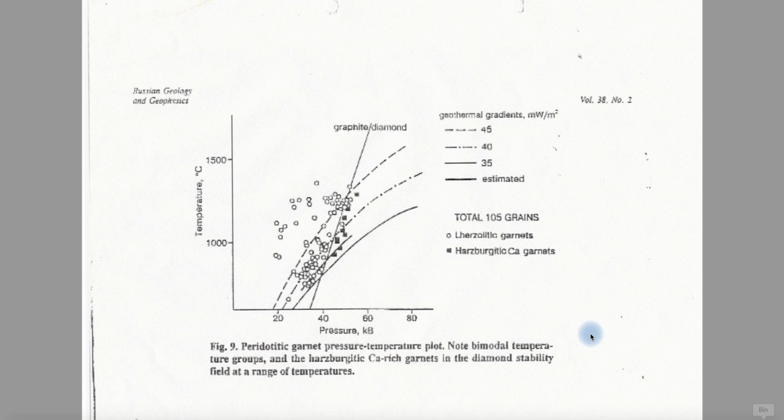Here again, the geothermal gradients, we have here 45 milliwatt per square meter, 40, 35, and estimated. And we have here lherzolitic garnets and harzburgitic calcium garnets. I hope you still remember what a lherzolite is and what a harzburgite is. Here we have the pressure, again the graphite-diamond boundary, and the temperature. All our mineral assemblages from the calcium-rich garnets plot here in the diamond field, and also some of the lherzolitic garnets.